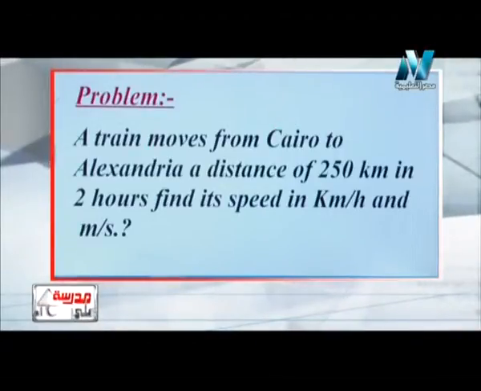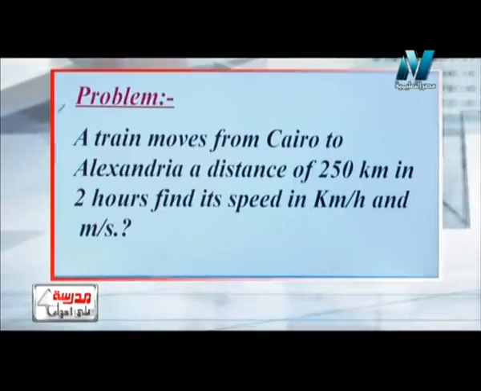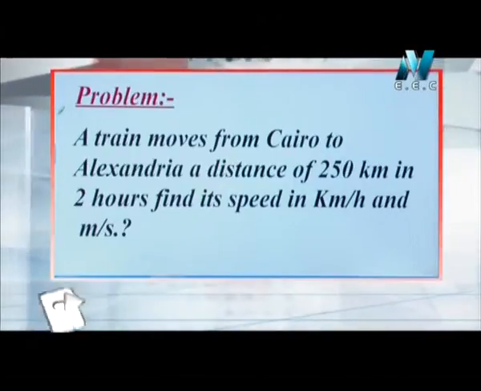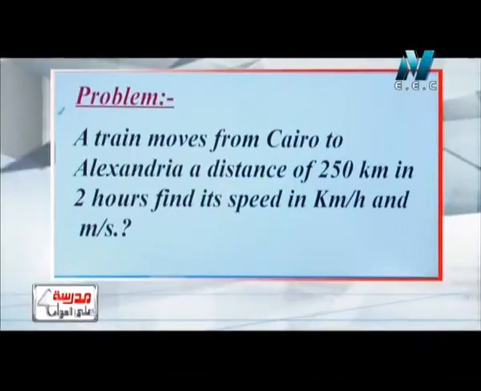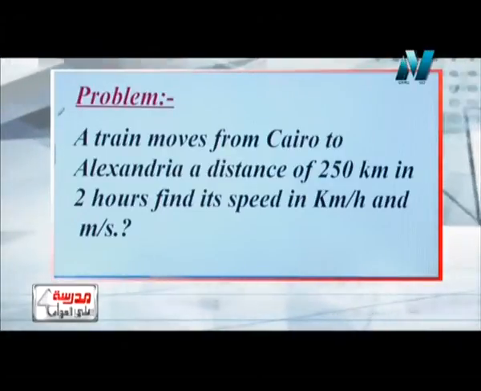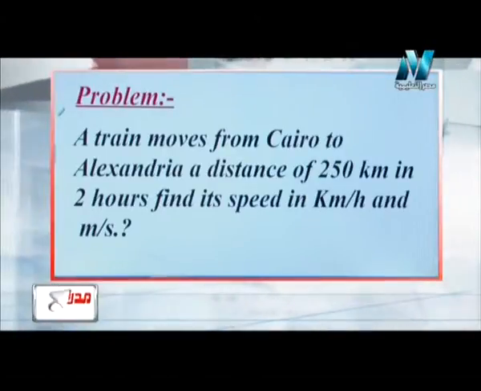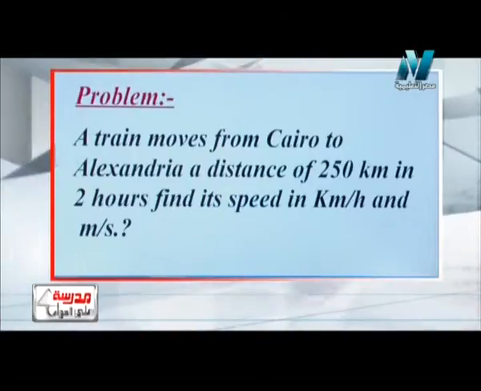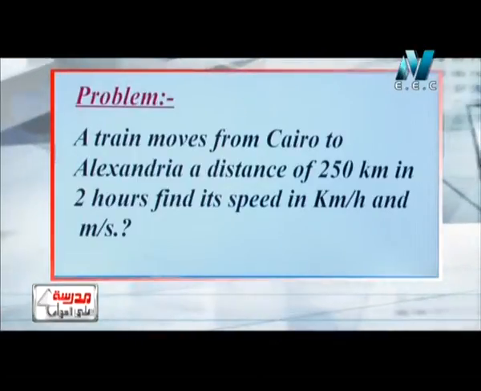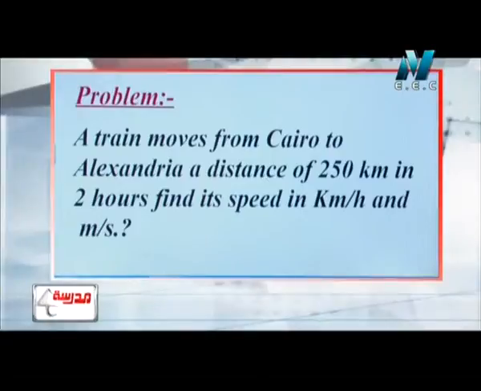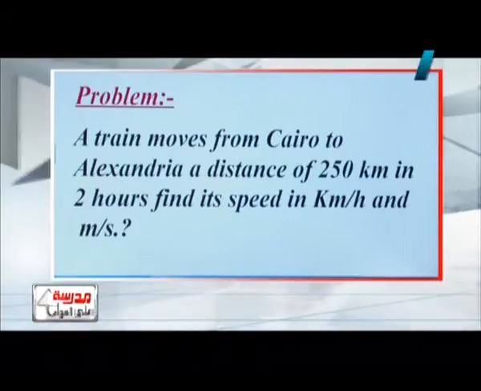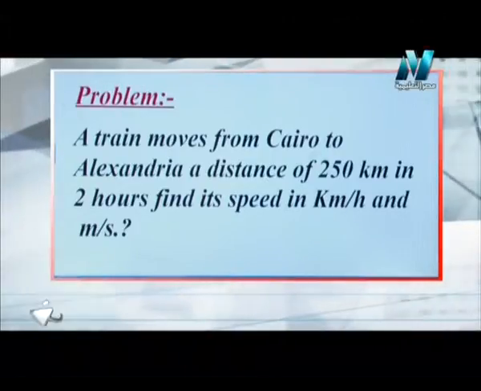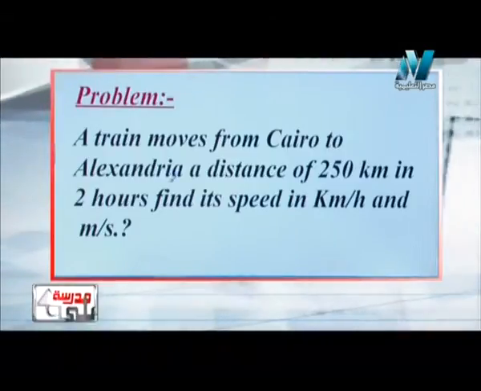As we have here a problem: a train moves from Cairo to Alexandria at a distance of 250 kilometer in 2 hours. Find its speed in kilometer per hour and meter per second. As in the same question from the previous phone call from the parent, here we can calculate the same way we learned.